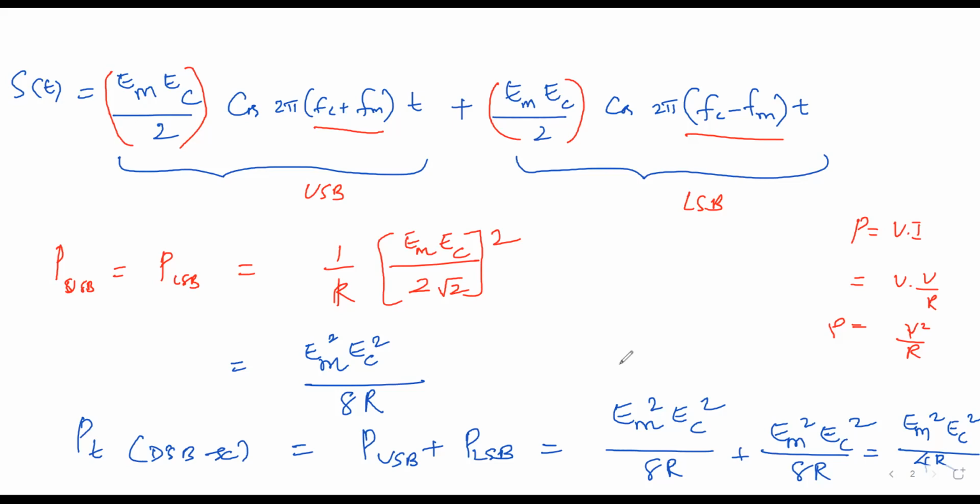So the total power for double sideband suppressed carrier is Em squared Ec squared by 4R, where Em is the amplitude of the modulating signal and Ec is the amplitude of the carrier signal.